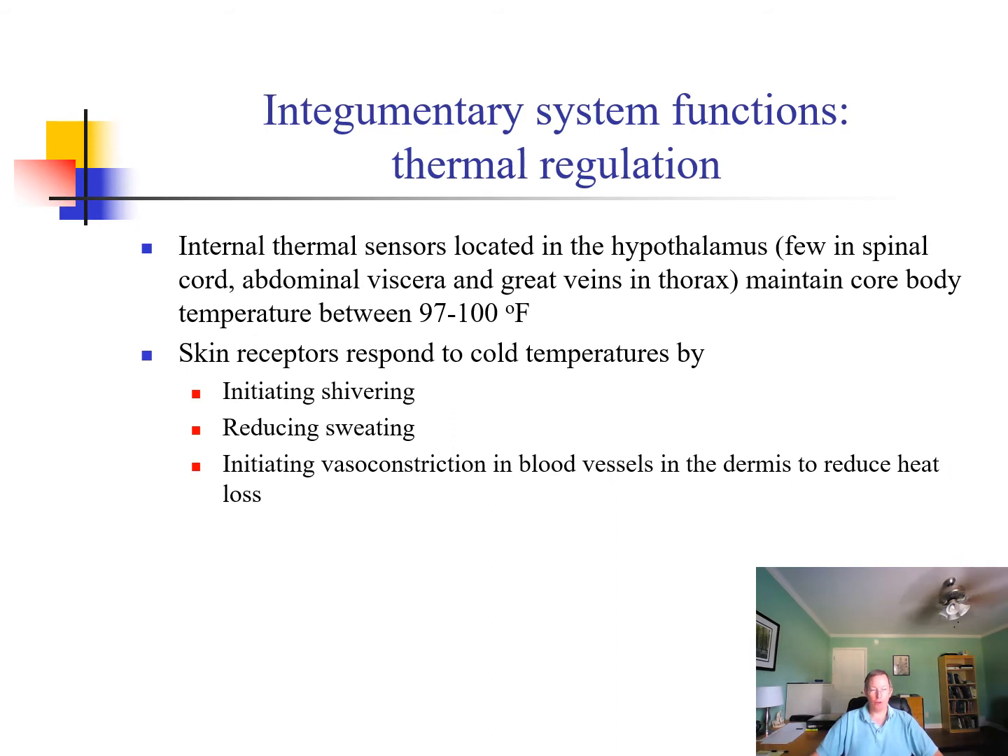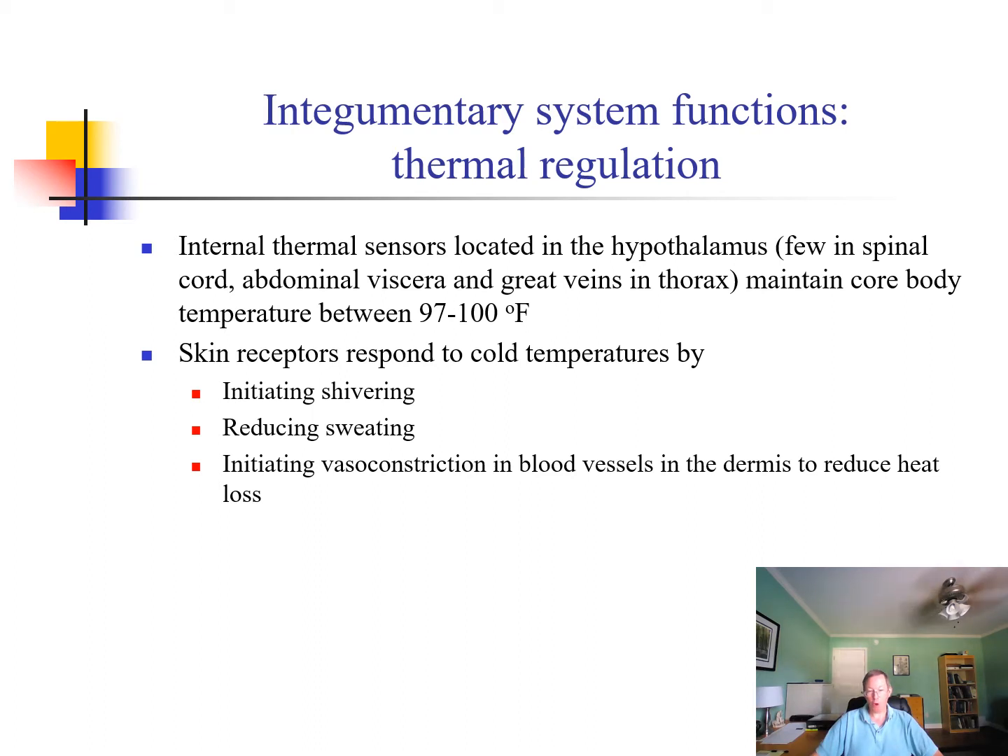So in order to provide for the biochemical processes that need to go on inside my body, I need to have a fairly well-regulated thermostat. And I have sensors within the core of my body, in particular things like my spinal cord or my abdomen or thorax. And they maintain a core body temperature between about 97 and 100 degrees Fahrenheit, which is a fairly narrow range to optimize enzymatic reactions. If that temperature is too hot or too cold, I will be able to regulate that through my skin.